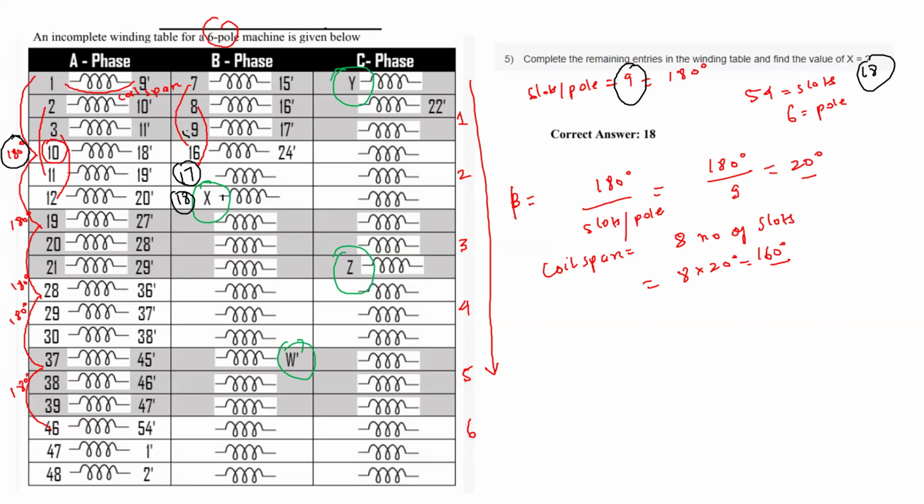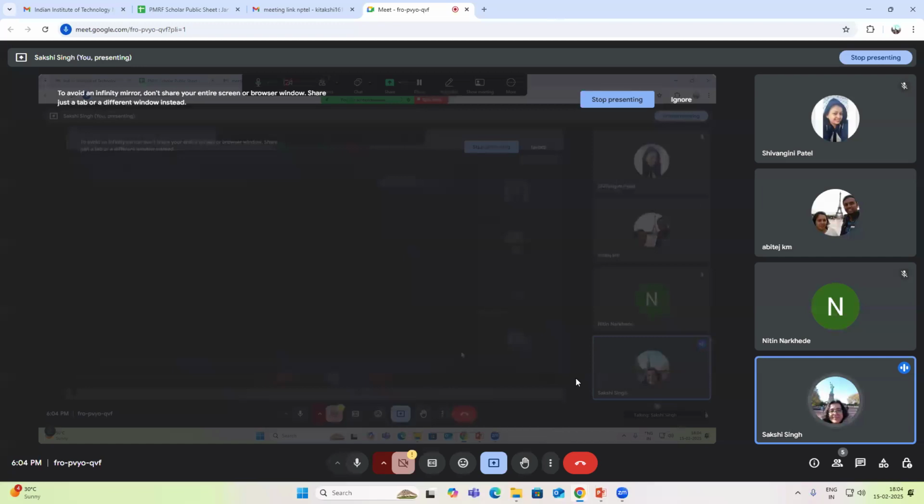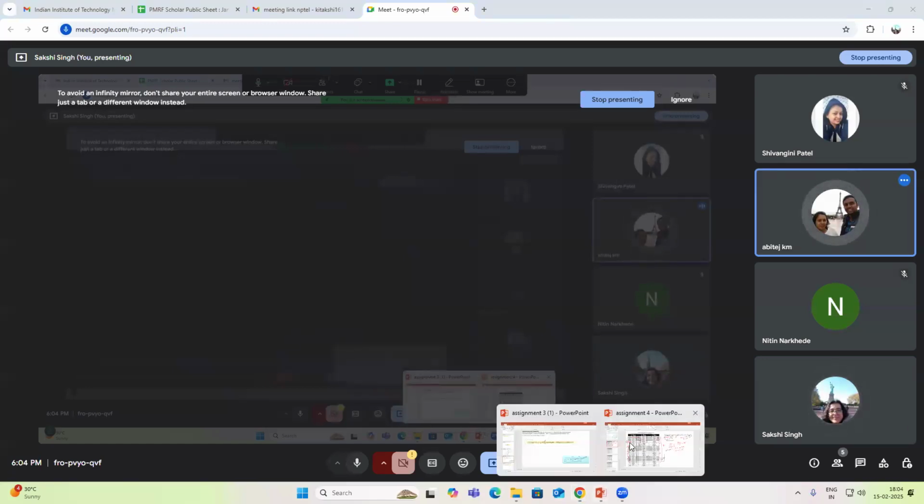So you have to find how many slots per pole, for your given data, correspond to 180 degree. In our data it corresponds to 9, so 9 slots will give me 180 degree. So in this way I can enter into another pole. Okay, so on this axis you have to go by 180-degree logic. Is this question clear? Yes, yes. Okay.